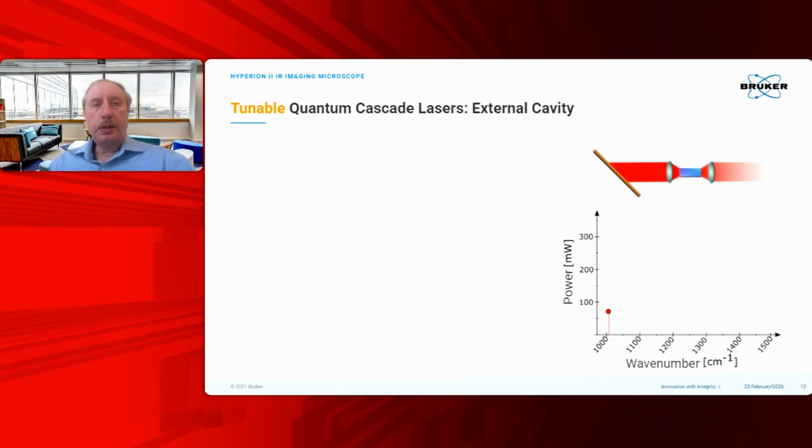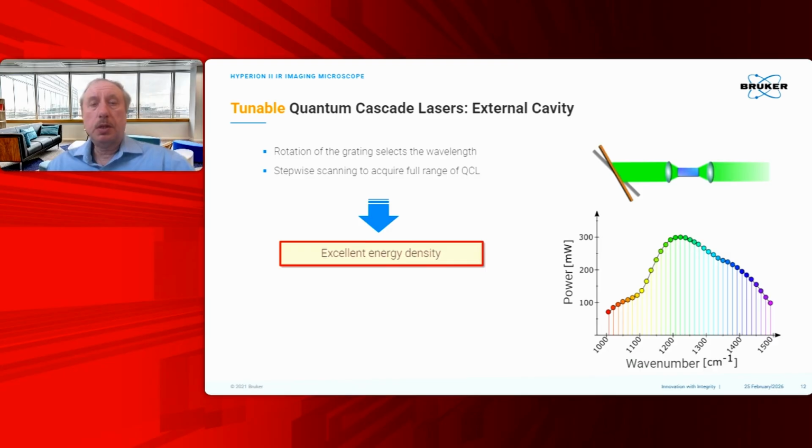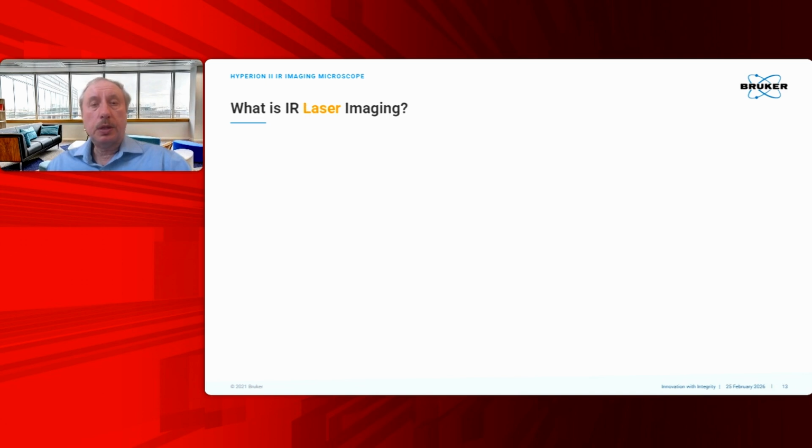Let's talk about how the QCL works on this system. We use QCLs and a grating, so we can tune the grating to the specific wavelengths emitted by the QCL and collect spectra at this wavelength, and then we can move the grating and select different wavelengths, and so on. Basically, we can do a sweep scan to cover the whole spectral range of the QCL. We can also do imaging on this microscope.